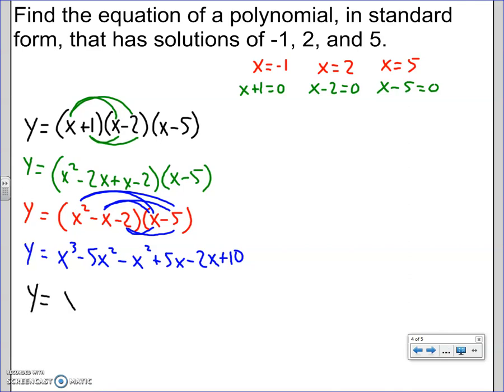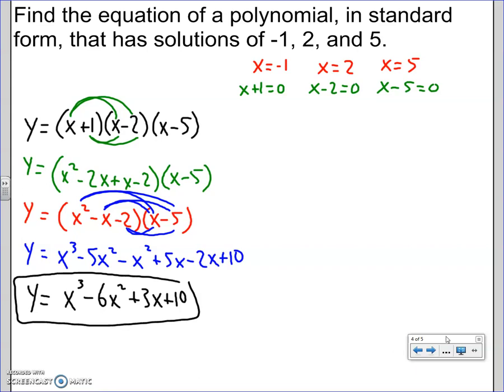Alright, x cubed, there's only one of those. Negative 5 minus 1 is negative 6x squared. 5 minus 2 is positive 3x plus 10. That is my answer. That equation will have the three x-intercepts, negative 1, 2, and 5.